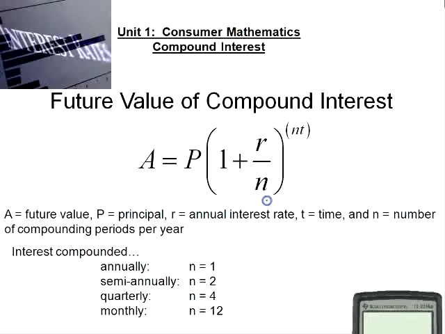Here, R is our annual interest rate, T is our time in years, and N is the number of compounding periods per year. If interest is compounded annually, N is 1. If interest is compounded semi-annually, N is 2. Interest compounded quarterly, N is 4. Interest compounded monthly, N is 12. Let's do an example.